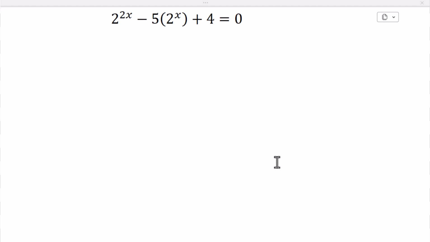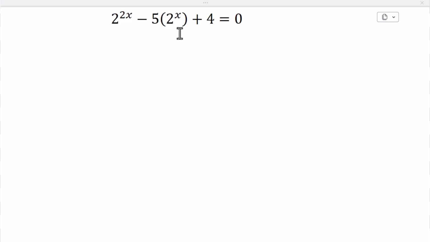Back to the channel. Today we are looking at an exponential equation that takes the form 2 to the power 2x minus 5 multiplying 2 to the power x plus 4 equals 0. And when you are given this kind of question, how do you go about finding the value of x?